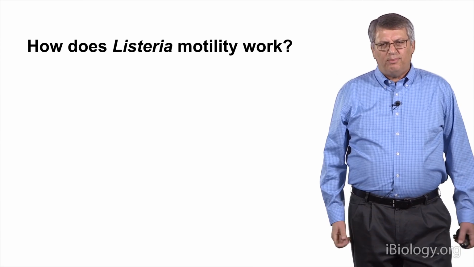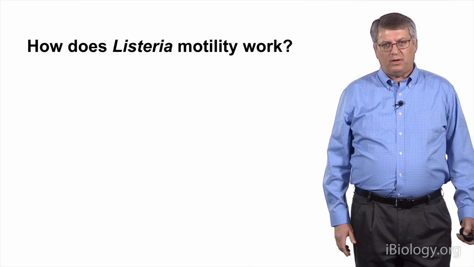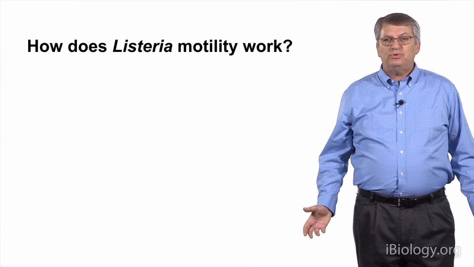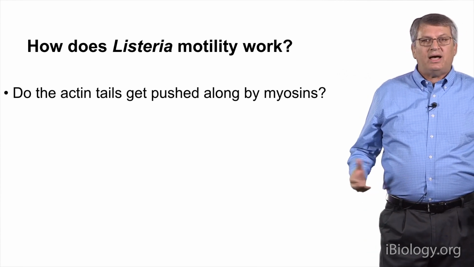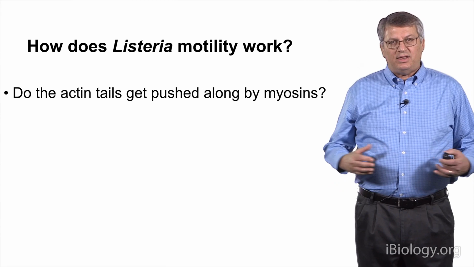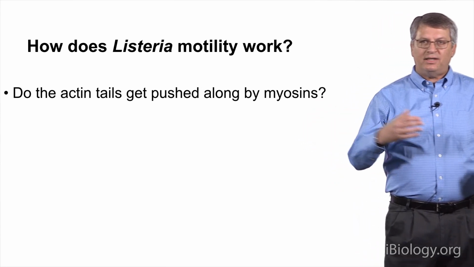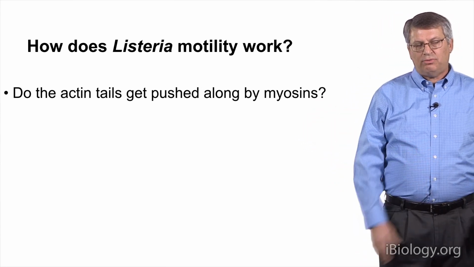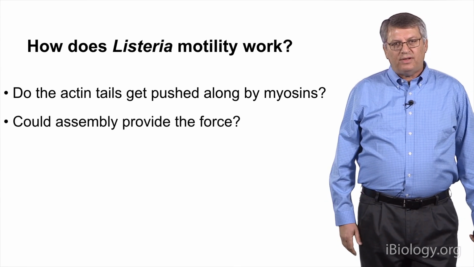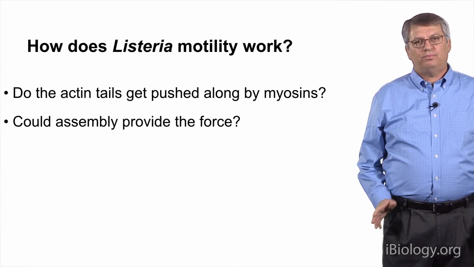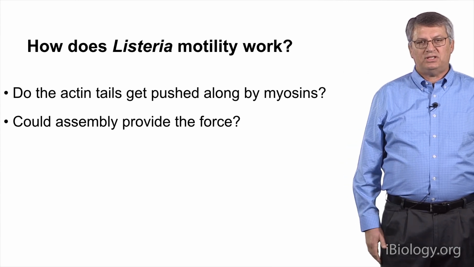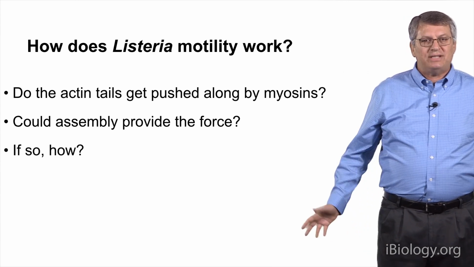Okay, but how does Listeria motility work? One can imagine 2 general scenarios. It could be that the Listeria assemble an actin tail, and that then myosins act on that tail to propel the Listeria through the cytoplasm. Alternatively, it's possible that the assembly of actin itself could be what drives the motility of Listeria. And if that happens, how does it happen?